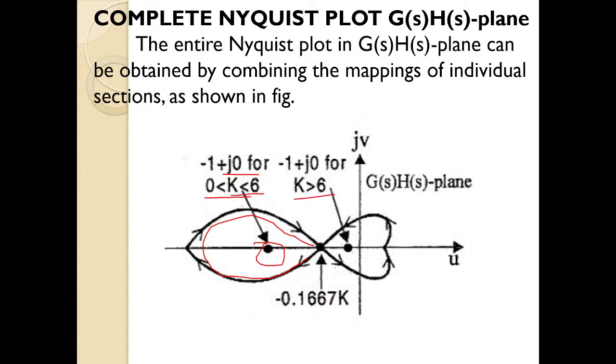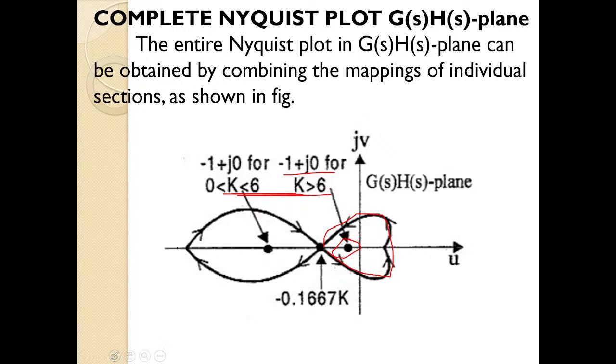Now suppose k is greater than 6. This is our minus 1 plus j0 point. Just observe the contour around this point. It is in anti-clockwise direction, isn't it? The contour is in anti-clockwise direction, so we can say the system is a stable system.